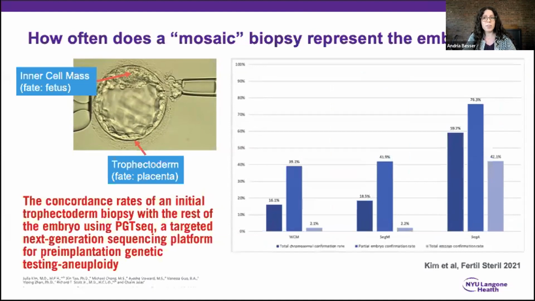But when they looked at the other types of results, here's whole chromosome mosaics, segmental mosaics, and segmental aneuploids, that concordance rate was much, much lower. So one of the conclusions was that a mosaic biopsy result is not highly likely to represent the rest of the embryo. And other concordance studies have largely found that same finding as well.